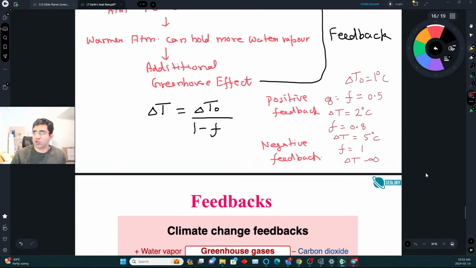Most of the debate in overall climate science is on this part. What is this feedback factor? It is not on this. Everyone agrees that it is like 1 degree Celsius temperature increase.